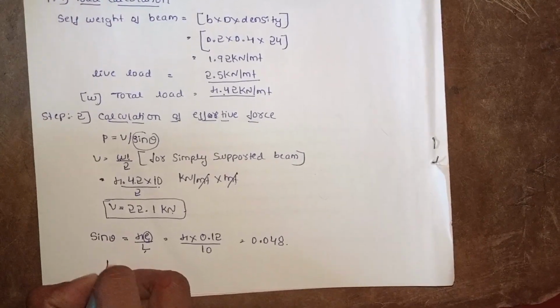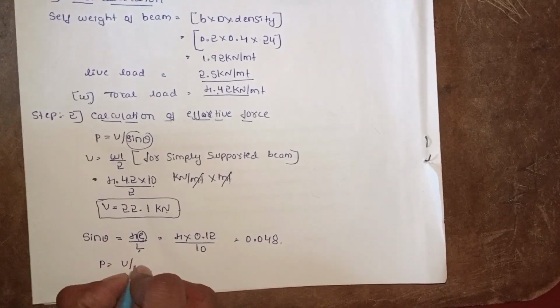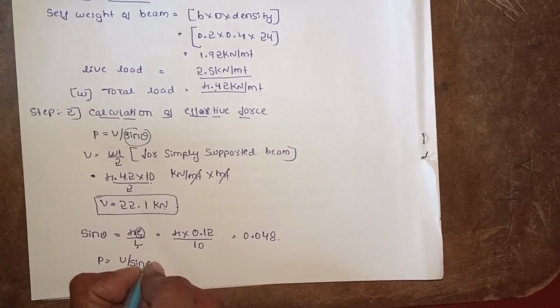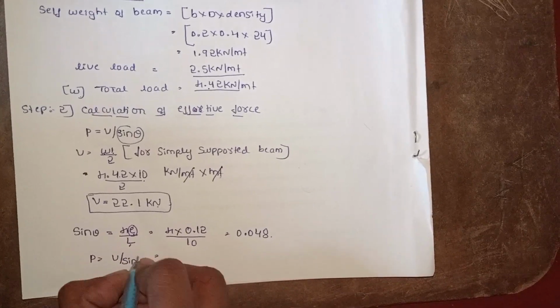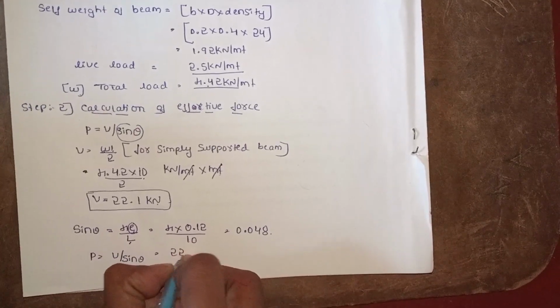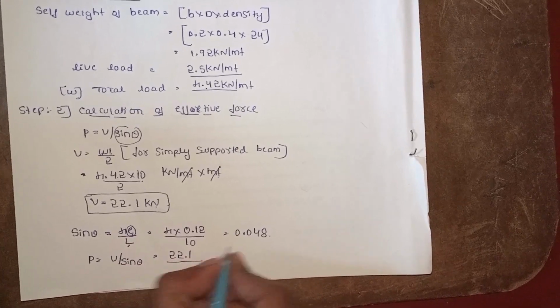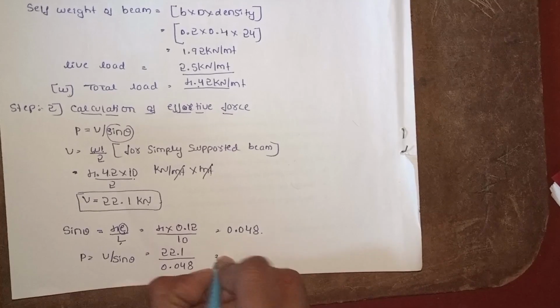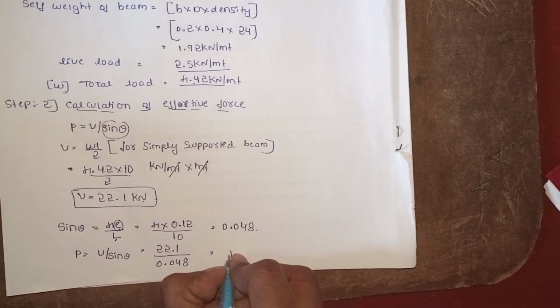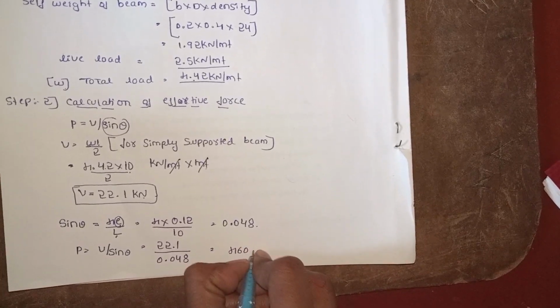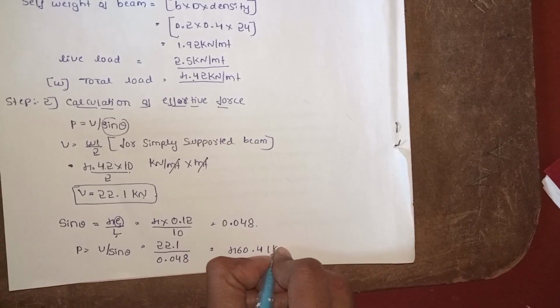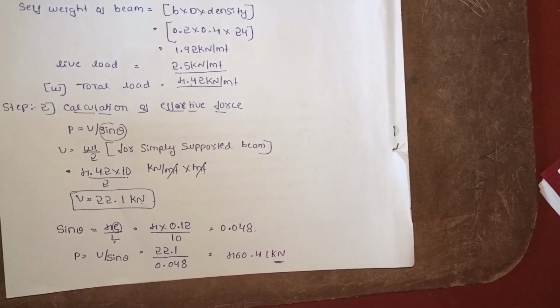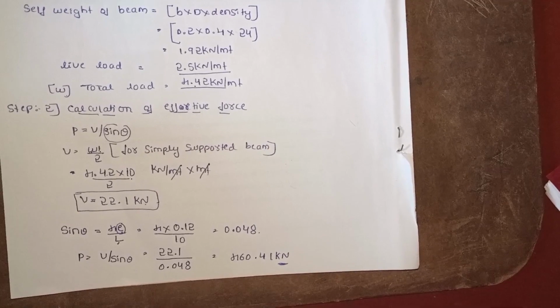Okay, now find the force P. So P equal to V by sin theta equal to V is 22.1 divided by sin theta is 0.048. Okay, we got P as 460.41 kilonewton. Okay, this is step number 2.